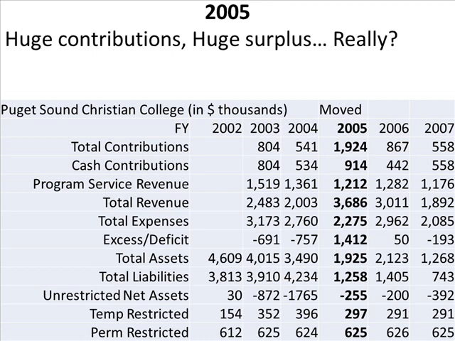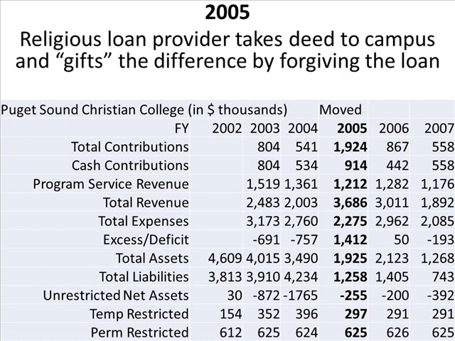We have huge contributions and a huge surplus, but is that really what's happening? Well, in fact, what we have here is a religious loan provider takes a deed to the campus and gifts the difference by forgiving the loan. So we have an increase in contributions, but the majority of contributions are coming from non-cash contributions. And so we do actually have the numbers, but we have to look at the cash behind the numbers before we realize what's actually taking place here. So the institution essentially is foreclosed on, but it shows that as a great benefit, moves to a different location.